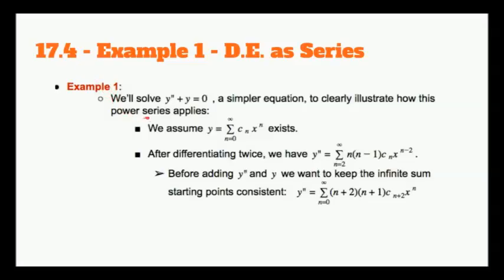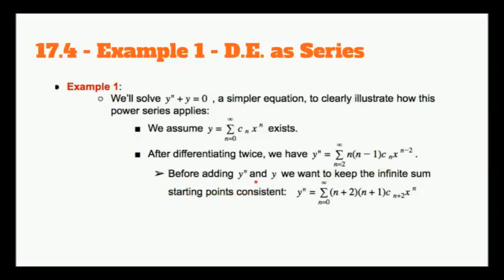Example 1. We'll solve y double prime plus y equal to 0, a simpler equation, to clearly illustrate how this power series theory applies. We assume that y equal to the sum of cn times x to the nth power exists. After differentiating twice, we have y double prime equal to a sum from 2 to infinity of n times n minus 1 times cn times x to the power of n minus 2.